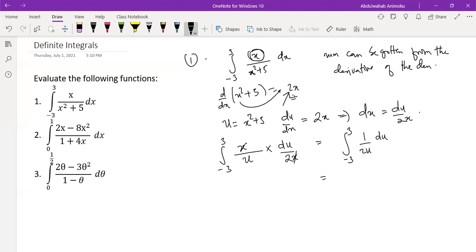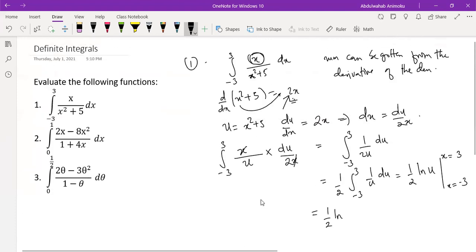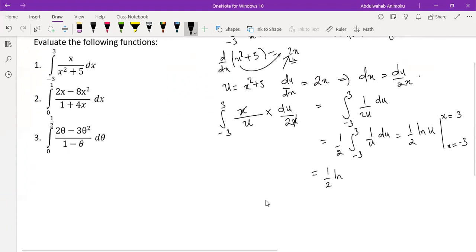Now for the integration, you can just take 1 over 2 out. Remember, it's a constant, you can do that. The integration of 1 over u is just ln u. Now we are going to evaluate this. Don't forget, this is at x because we don't have the boundaries for u; we have the boundaries for x. Now substitute u back into this solution, which means u is x squared plus 5. So we have 1 over 2 ln of x squared plus 5.